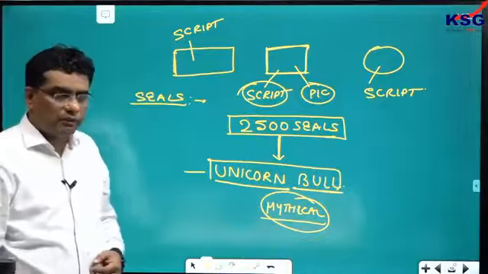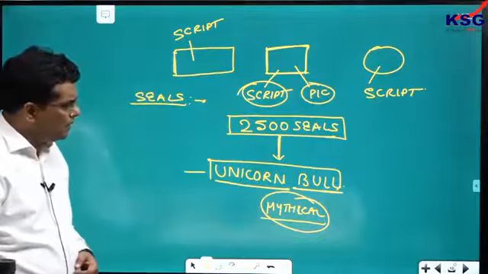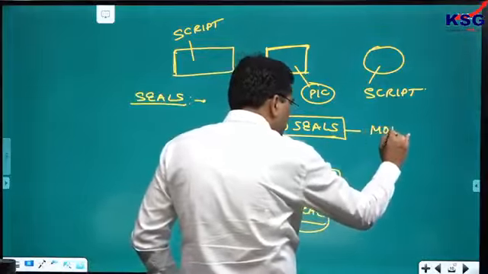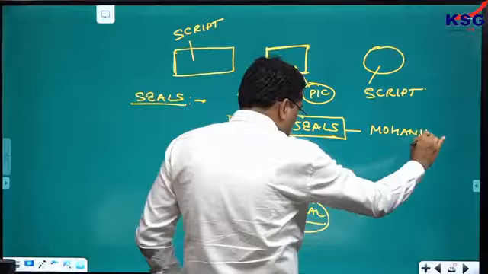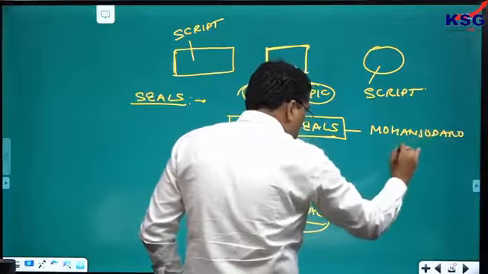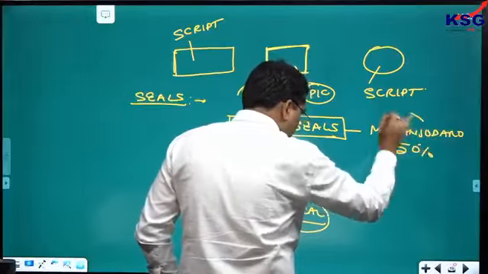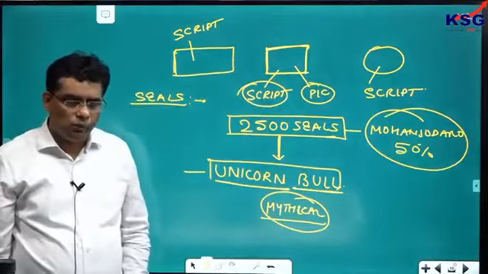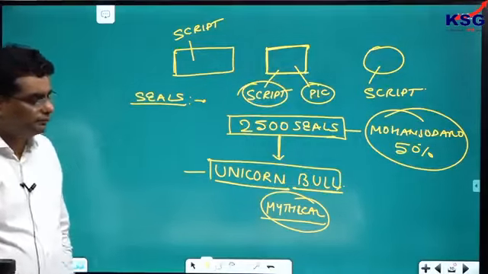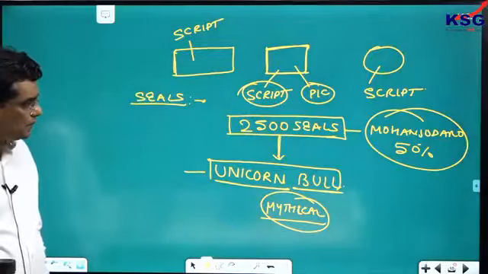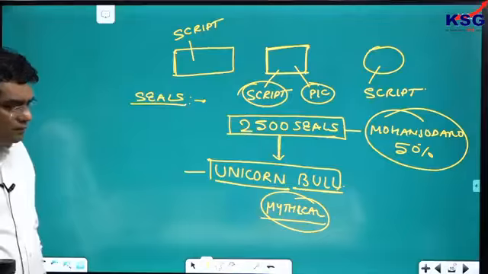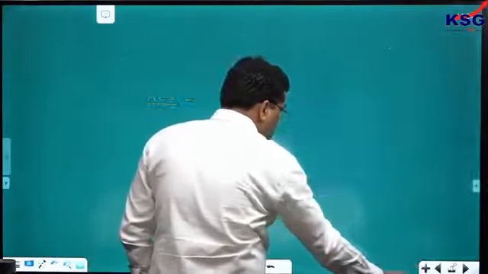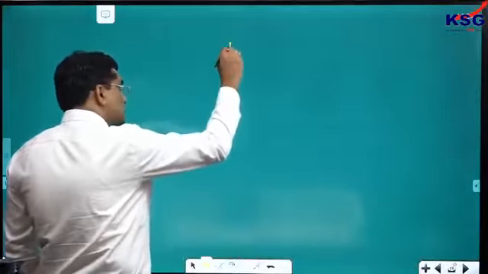So till date 2500 seals have been found. We have found the maximum seals from Mohenjo-daro, more than 50% of the seals alone. Out of the many seals in Mohenjo-daro, there is one Pashupati seal.